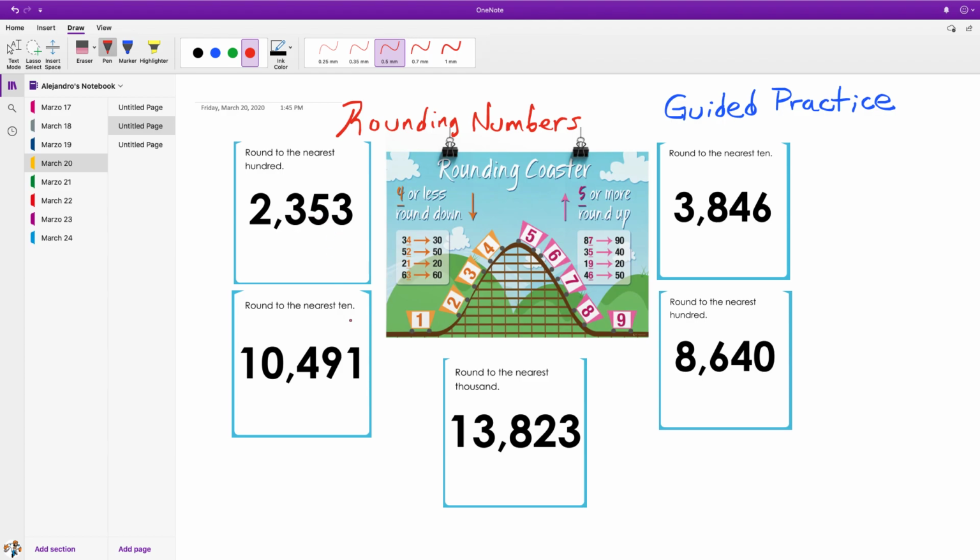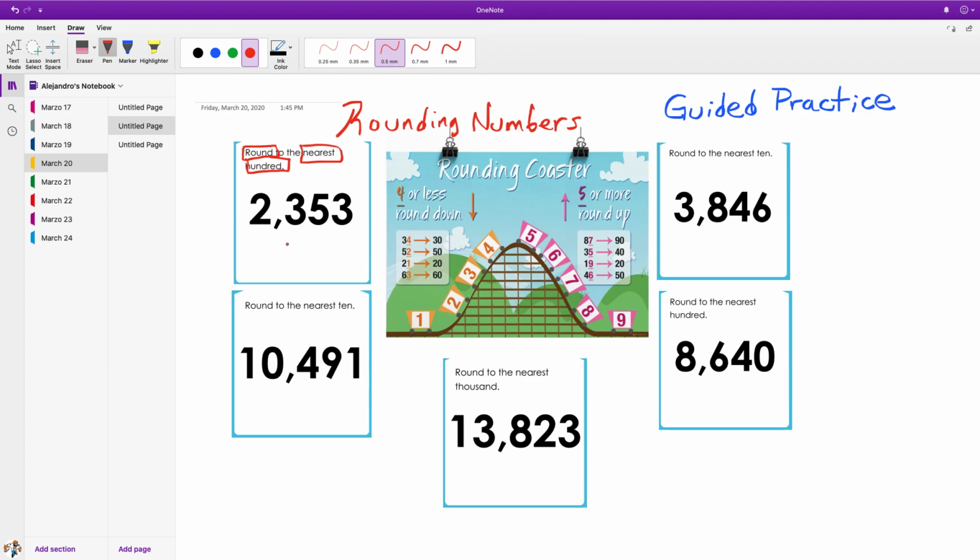Here around the visual I have 1, 2, 3, 4, 5 numbers. So I'm gonna start with the first one. The number that I have is 2,353. Before I do anything, I have to read the instructions, and the instructions say round to the nearest 100. Keywords right here, so I'm gonna put the keywords round to the nearest 100, right? So I have the number 2,353.